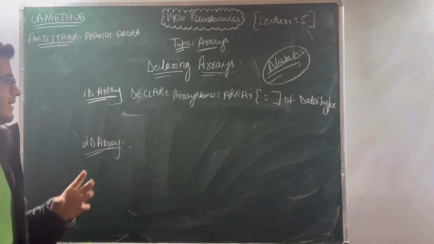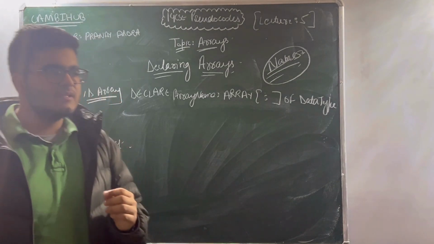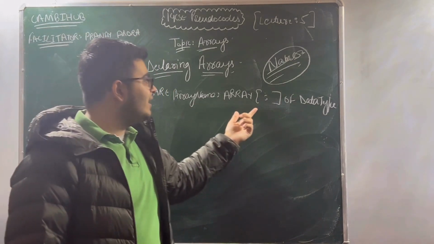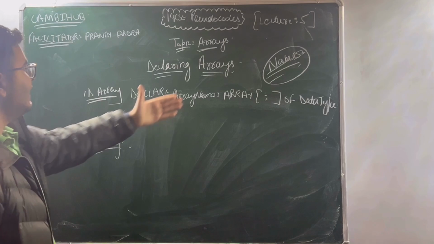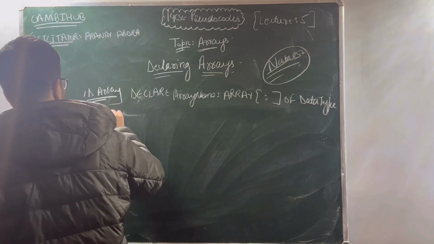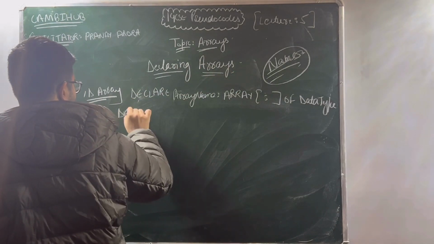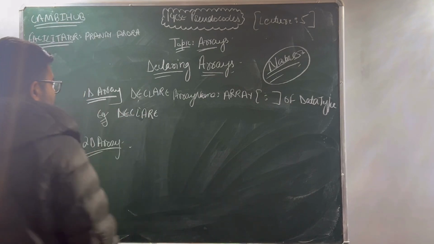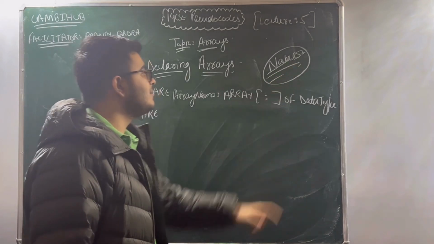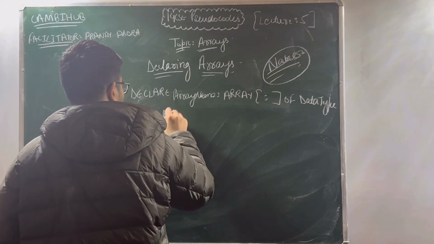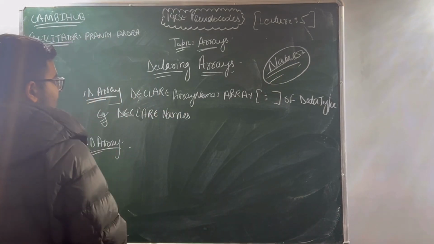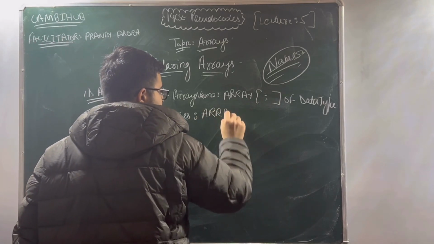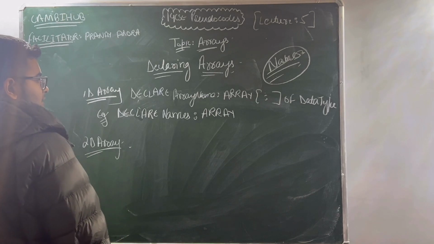So DECLARE, array name, ARRAY, the range of the array. For example, it's a 1D array, it has a single data stream. For example, there are 20 students in my class. So what would be the range? 1 to 20. Let's write this example. I would say DECLARE, what's the name of my array? The name of my array is names. So DECLARE names, I'll put a colon, I'll write ARRAY in capital.